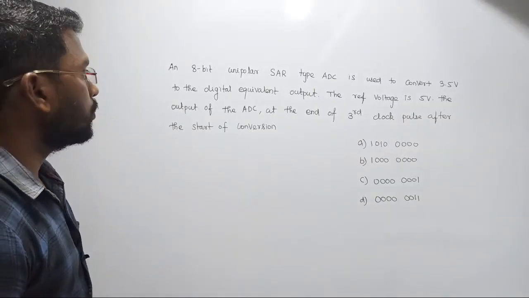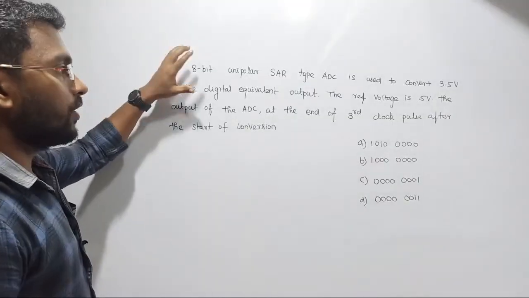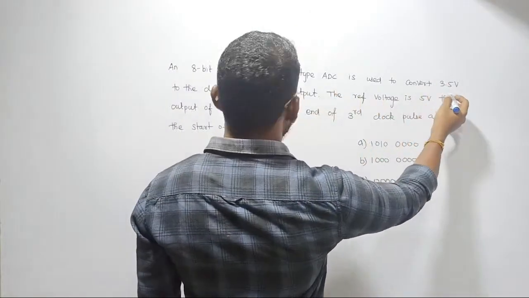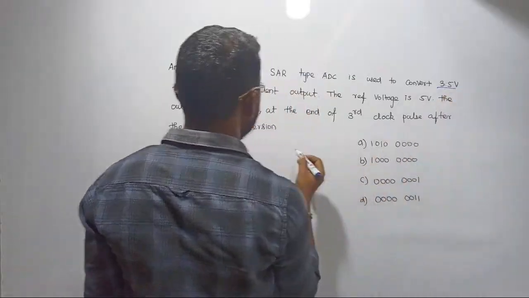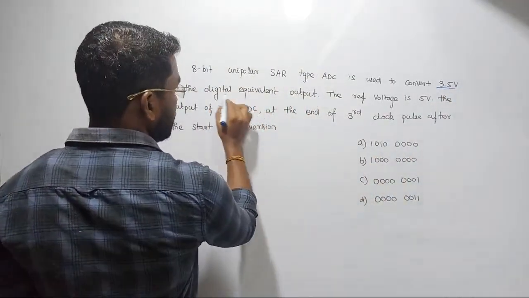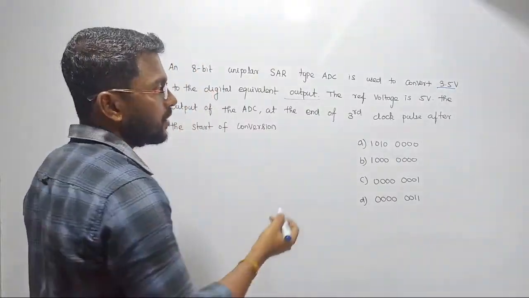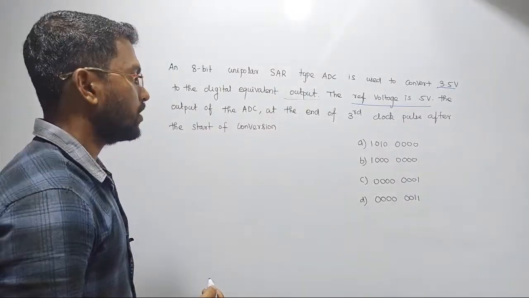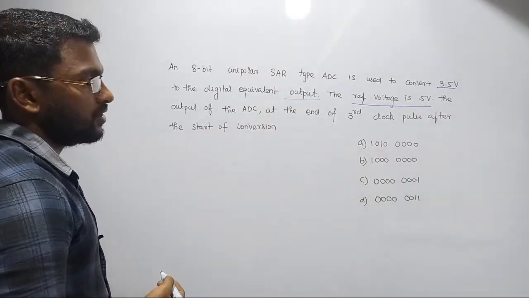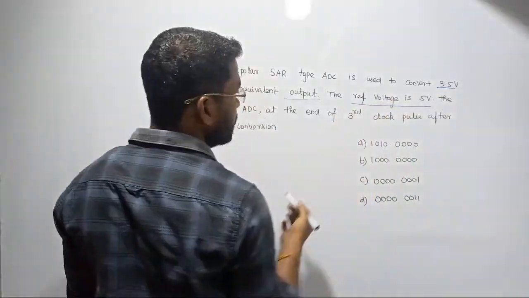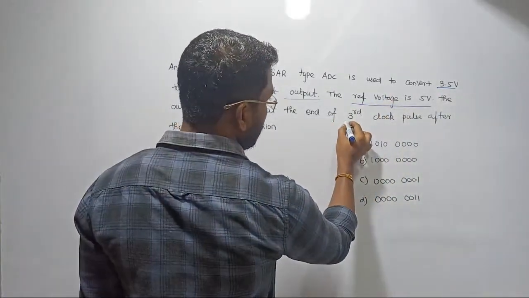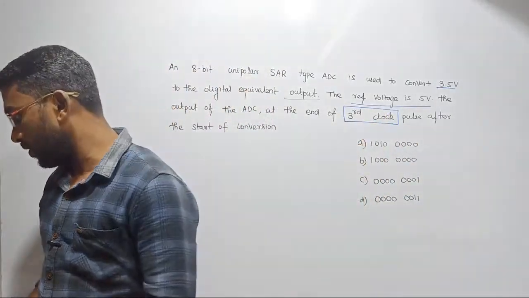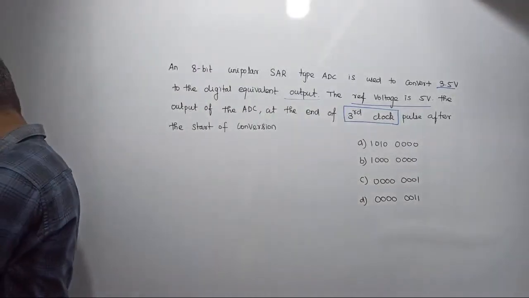Actually, they have given an 8-bit unipolar, everything is perfect, successive approximation register. But now it is used to convert 3.5 voltage to the digital equivalent output, and the reference voltage is also given. The reference voltage is 5 voltage. Now for the output of the analog to digital converter, we have to treat this as our reference voltage. And the question is, at the end of the third clock pulse, what will be your answer? That is the answer that I am expecting from your side.